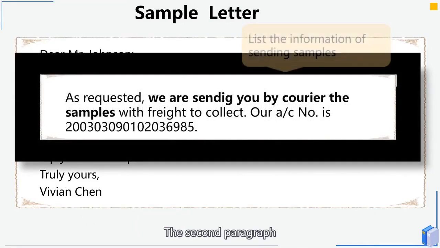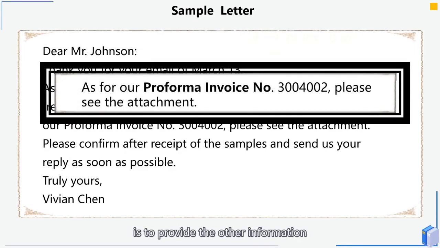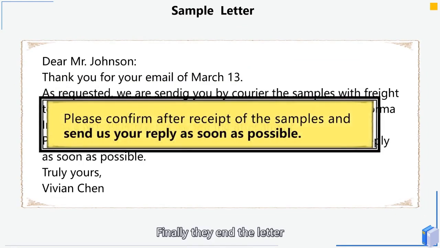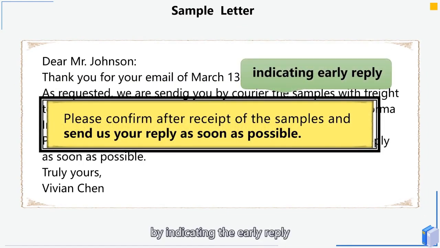There, you can see the first paragraph confirming the receipt of the email of the importer. The second paragraph lists the information of sending samples. The third paragraph is to provide the other information. Finally, they end the letter by indicating the early reply.